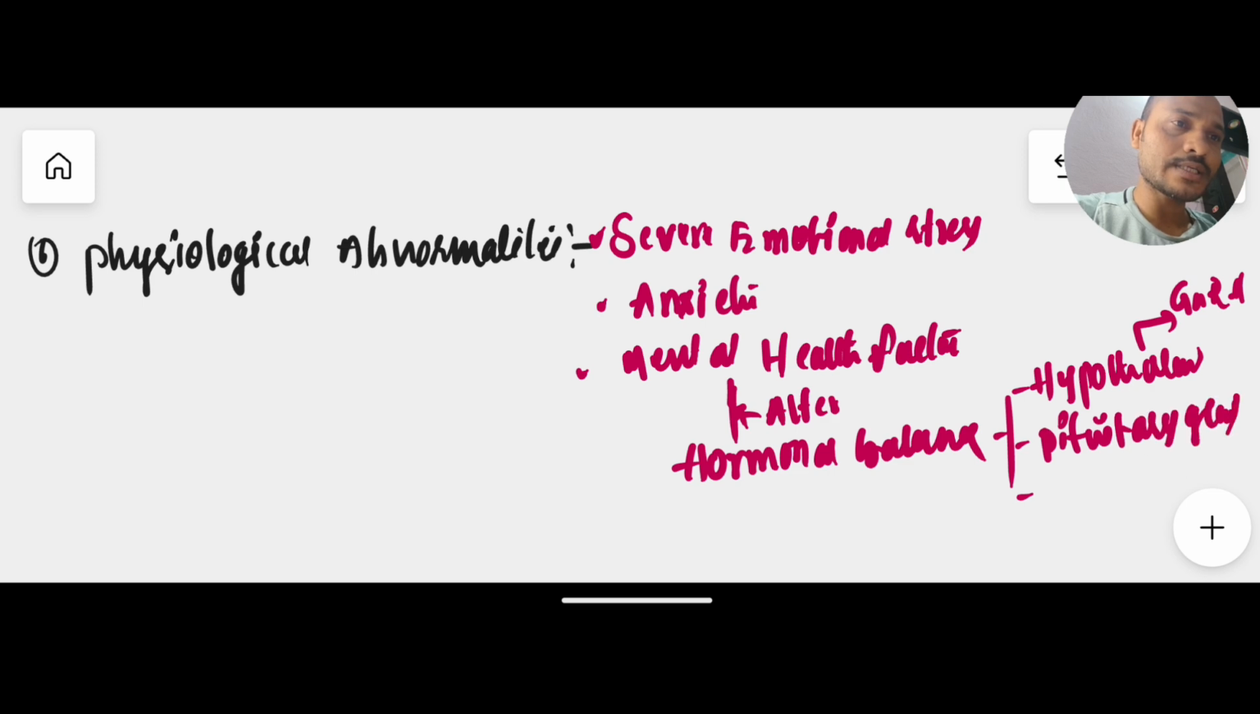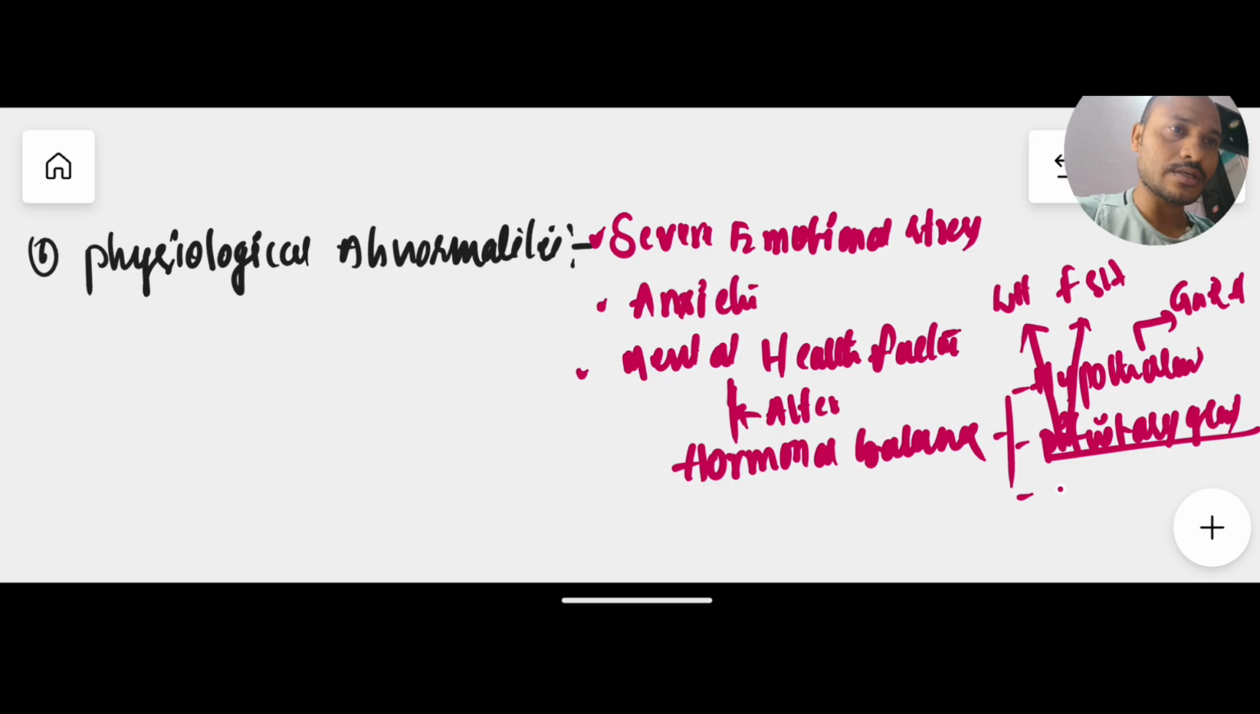In the pituitary gland, generally the anterior pituitary gland produces two different hormones related to fertility: LH, luteinizing hormone, and FSH, follicle stimulating hormone. These two hormones are also essential for fertility. Due to this problem, the pituitary gland hormones also get disturbed.